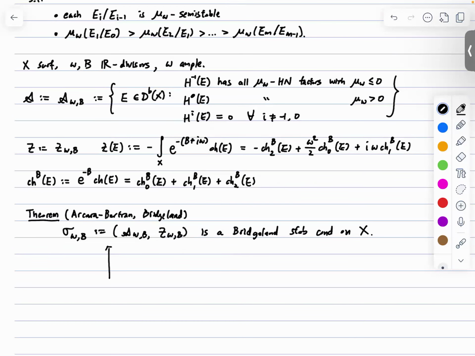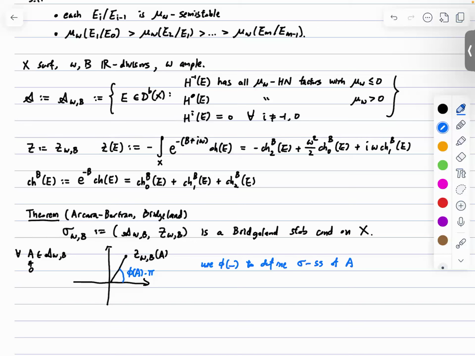And just to emphasize, let me draw this picture again. So for any non-zero object in the abelian category, you can think about this complex number on the complex plane. You can look at its angle from the positive real axis divided by pi. So you get this number phi of A. And then you can use this number phi to define Bridgeland semistability or sigma semistability of A itself.